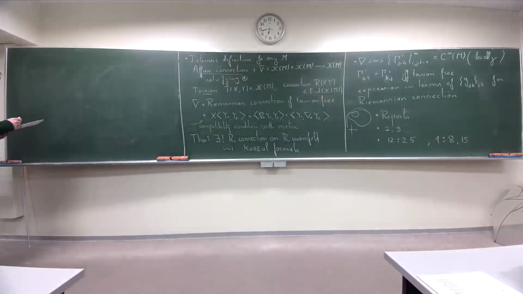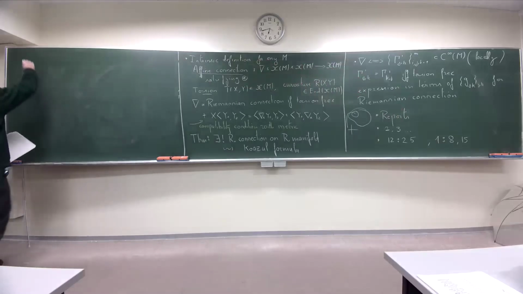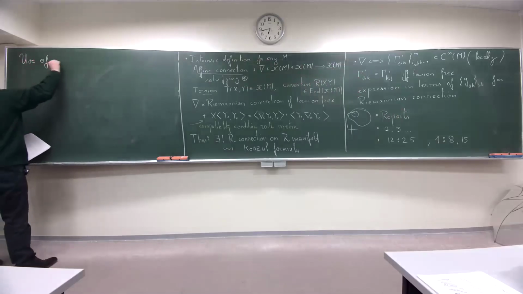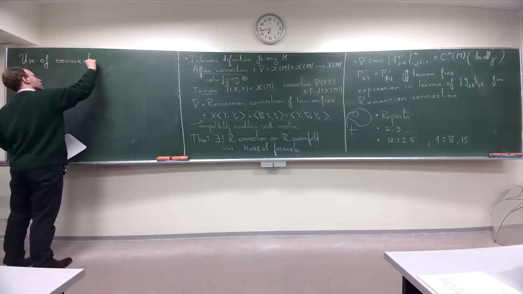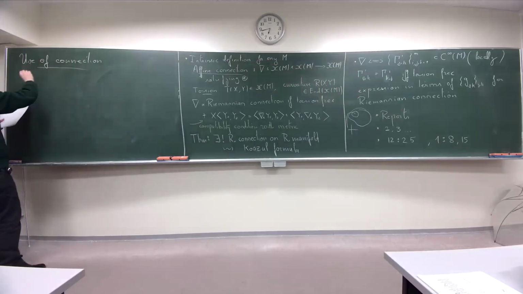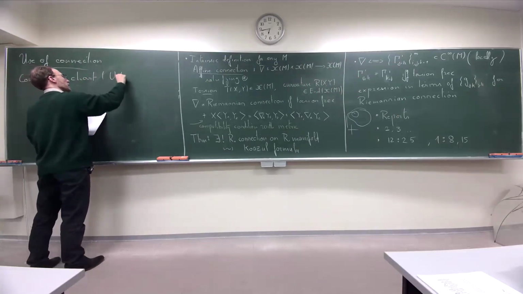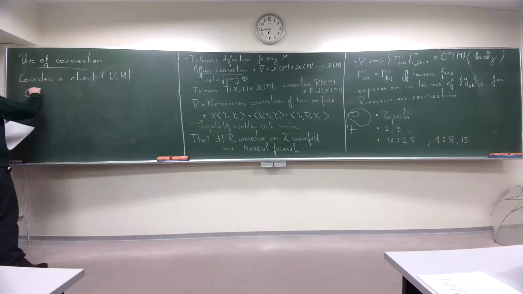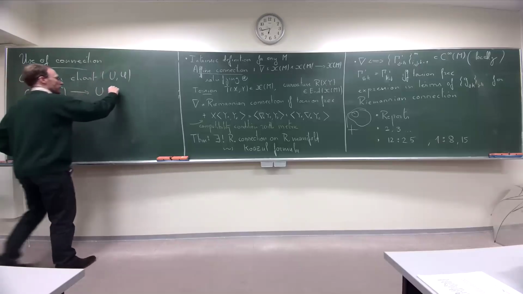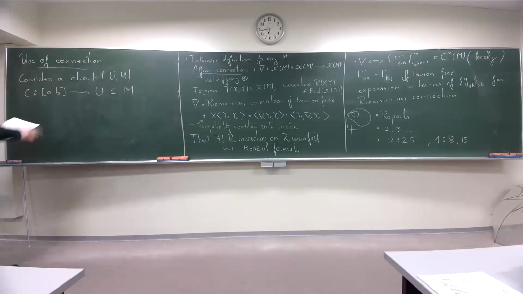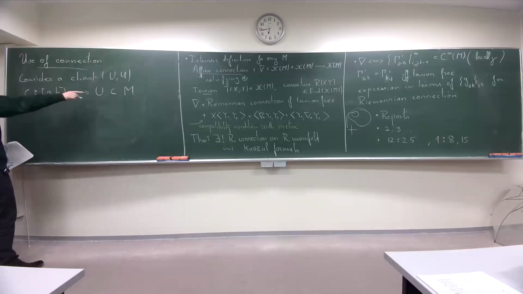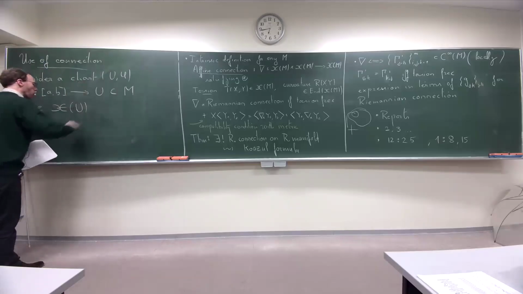Okay, so the use of connection. I will first recall one formula. And we will see that it's very useful. In fact, it's related to the parallel transport. So I consider a chart U, so locally, and I consider a curve c from a to b with image in U. Of course, you can patch different places, but it's easier if you have only one chart. And a vector field, which is also defined on U.